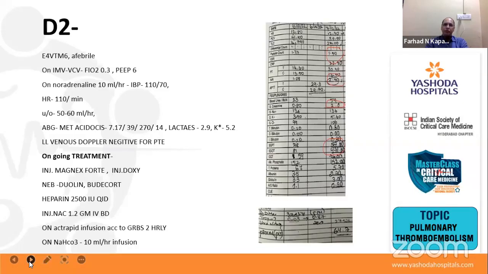ABG showed metabolic acidosis with pH of 7.17 and PCO2 of 39, PO2 of 270 and bicarb of 14. What's the FiO2? FiO2 0.3, sir.